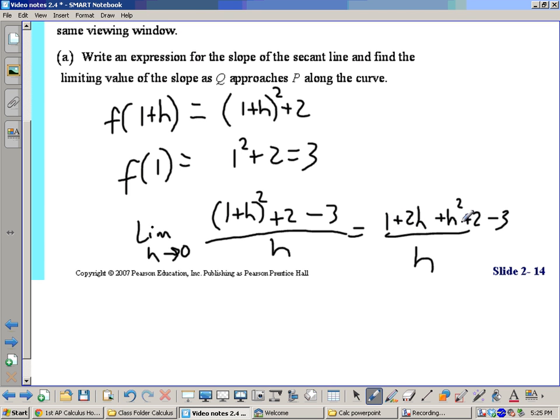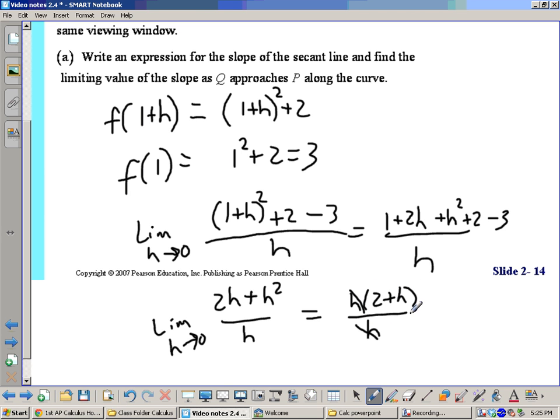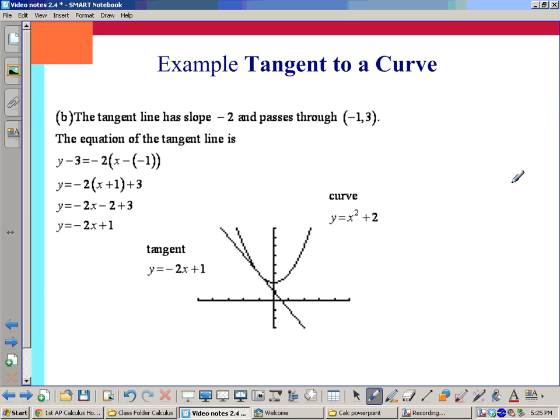You can see that we're going to get 1 plus 2 minus 3, so that will go away, and we'll get 2h plus h squared all over h. Again, we're taking the limit as h approaches 0 for this. We can see that we can factor out an h, so we can reduce that down and just get the limit as h approaches 0 of 2 plus h, which now we can put 0 in because it does not make it undefined, and we get the slope as 2. So the slope can now be used in an equation for the tangent line.